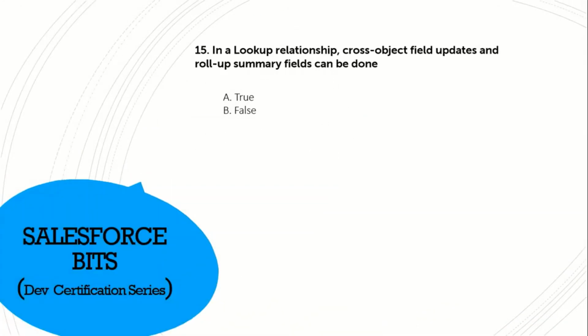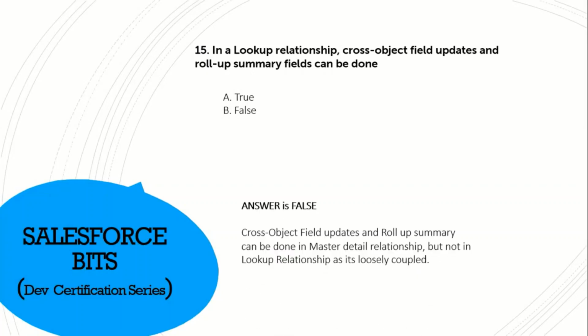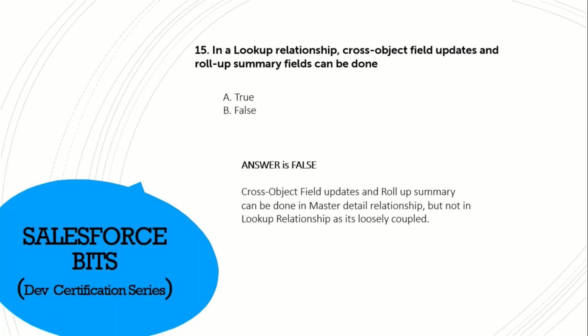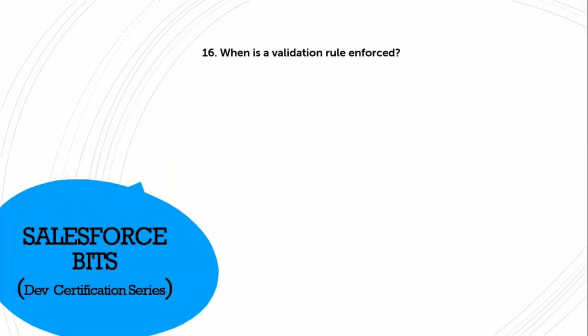In a lookup relationship, cross-object field updates and roll-up summary fields can be done? No, it cannot be done because it can be done in master detail relationship, which is tightly coupled, but a lookup relationship is loosely coupled.